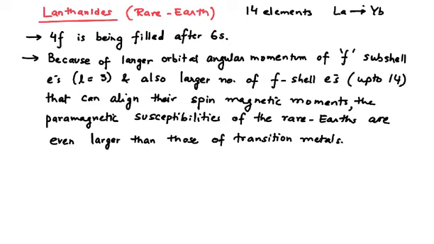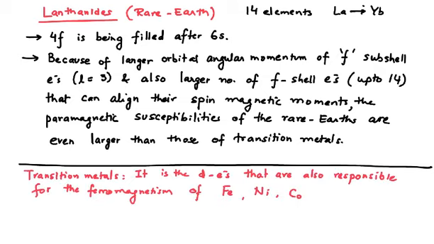One thing I forgot to mention earlier: in the transition metals, there are d orbitals that are filled, and these d orbitals are also responsible for ferromagnetism. Just reminding you that right now I'm talking about transition metals and not lanthanides. In lanthanides, the 4f subshell is being filled, and in transition metals it is d electrons.